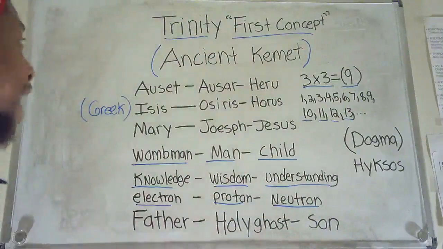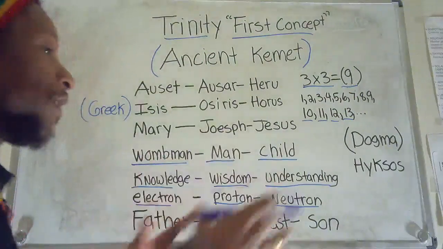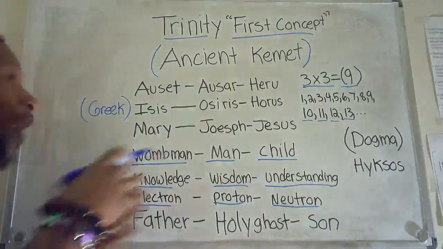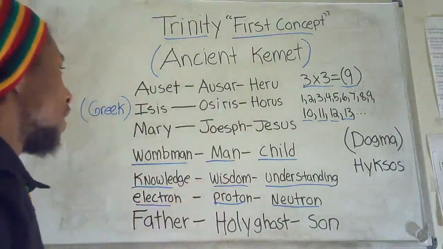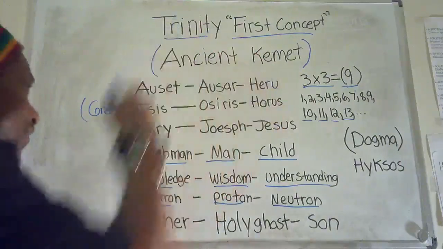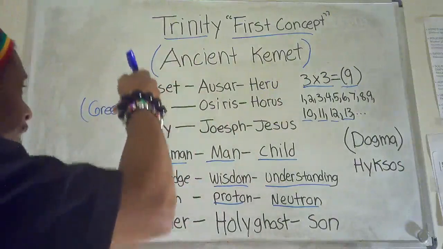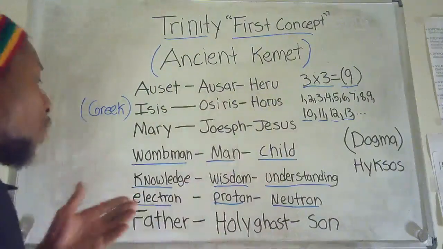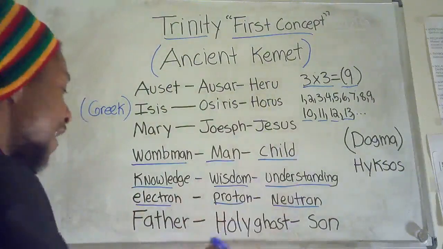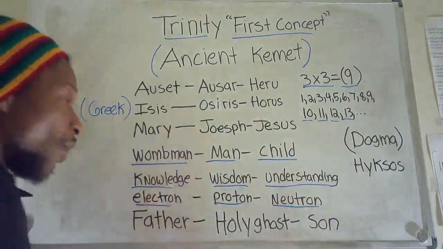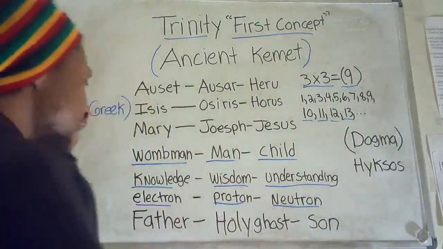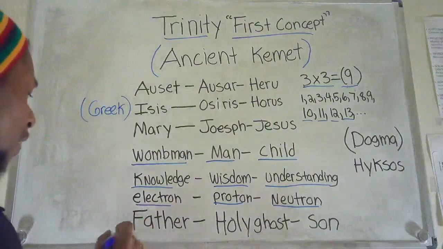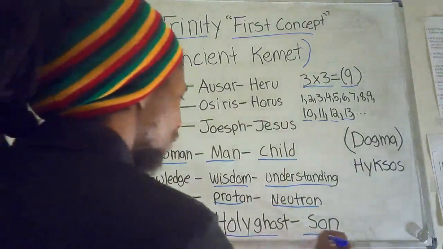So the first concept of the Trinity comes from where? In ancient Kemet. Who were the Kemetic deities who represented that ideal and concept? Auset, Ausar, and Heru out of ancient Kemet. In Greek, it was Aset, Osiris, Horus, then Mary, Joseph, Jesus: woman, man, child; knowledge, wisdom, understanding; electron, proton, neutron. Now, what I want to get to here is that when you get to the New Testament in the Bible, all of a sudden, you get the Father, Holy Ghost, and Son.